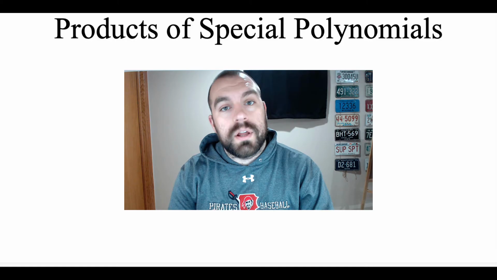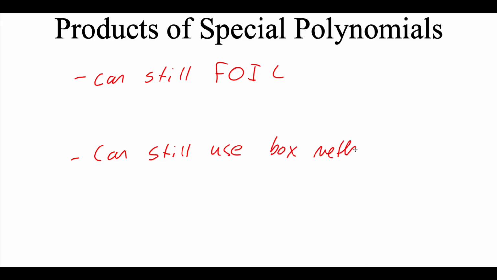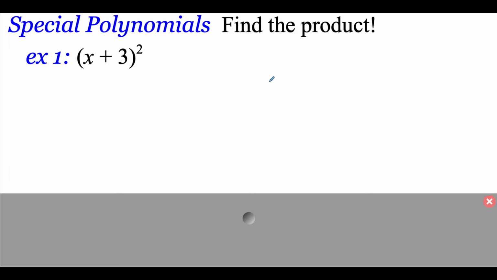In this video, we're going to look at products of special polynomials. Now, as we're looking at these special products, I do want to remind you that we can still FOIL these problems out, and we can still use the box method if we want to. I'm just going to be showing you some different shortcuts that we can use if we do have one of these special products happening.